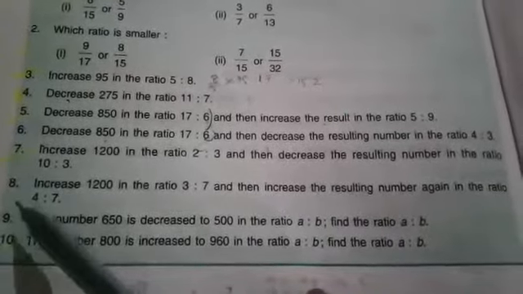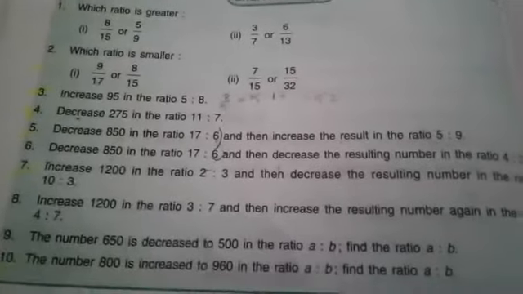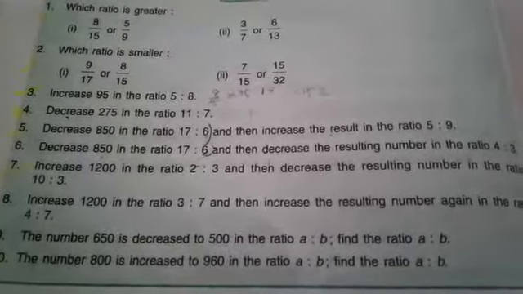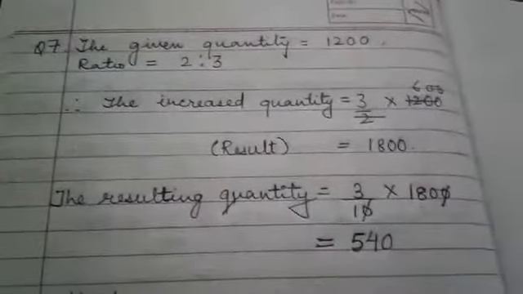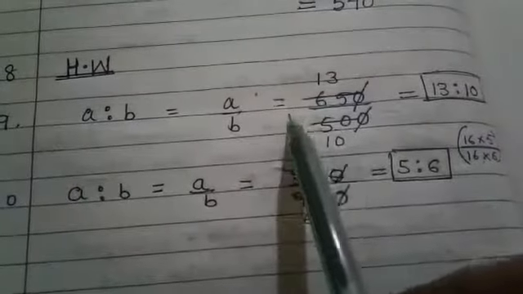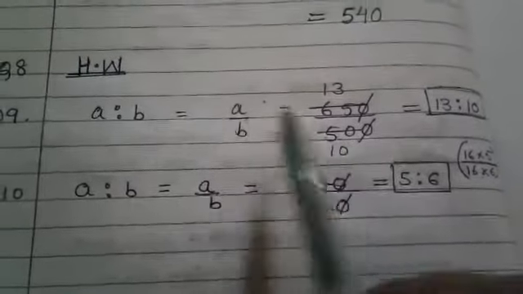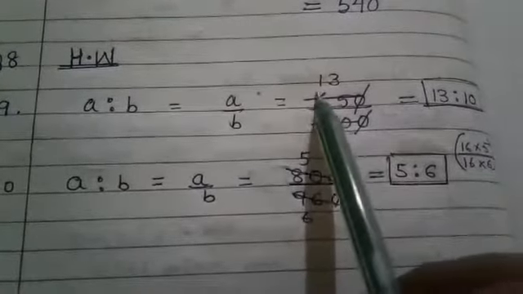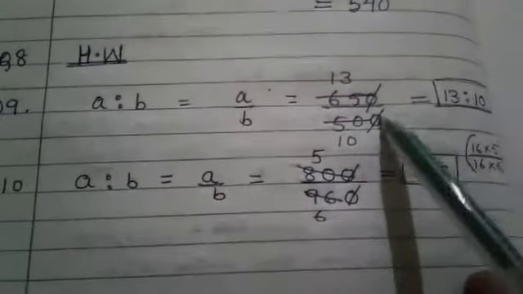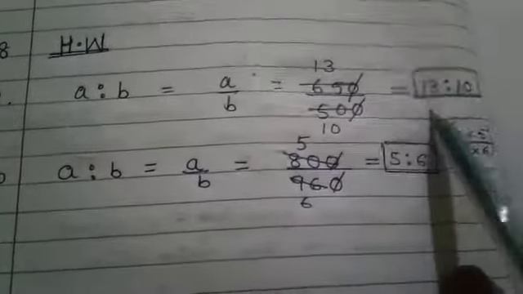Now let us quickly see 9th and 10th. That's also very, very simple. The number 850 is decreased to 500 in the ratio A is to B. Find the ratio A by B. Okay, so the number 650 is decreased to number 500 in the ratio A is to B. So A is to B, I can write A by B, 650 upon 500, 0 with 0 gets cancelled. Do the division. 5 10s are 5 13s are 13 is to 10.